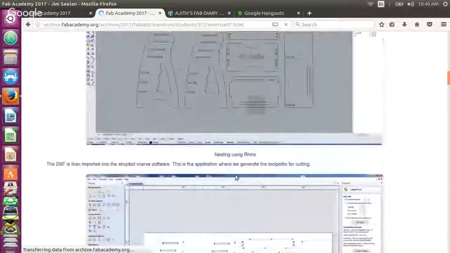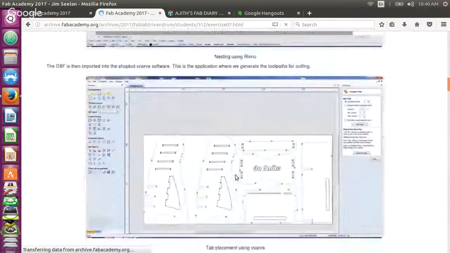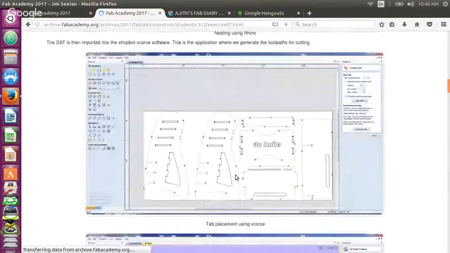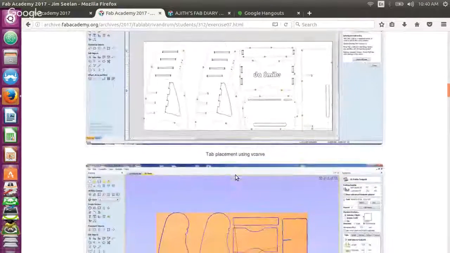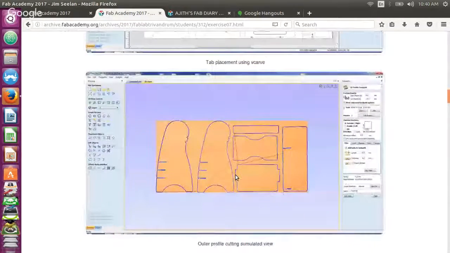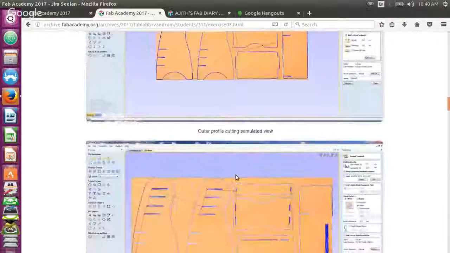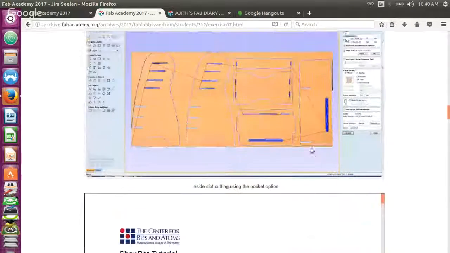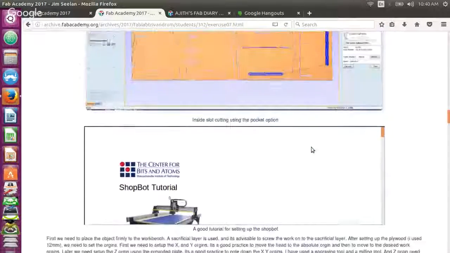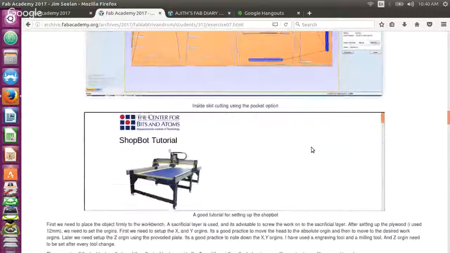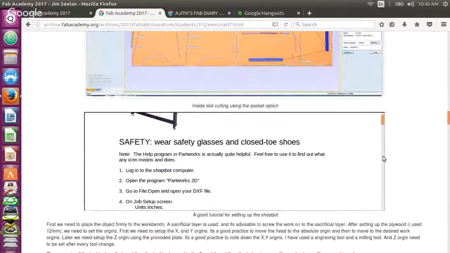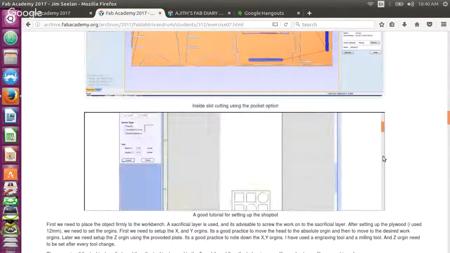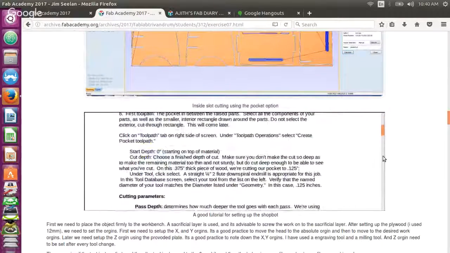Then from Rhino, I exported the DXF and used VCarve. I used tabs. First I did the engraving, then the inner cuts, then the outer profiling. All these toolpaths were done. I was following this particular tutorial from Shopbot for doing the setting.